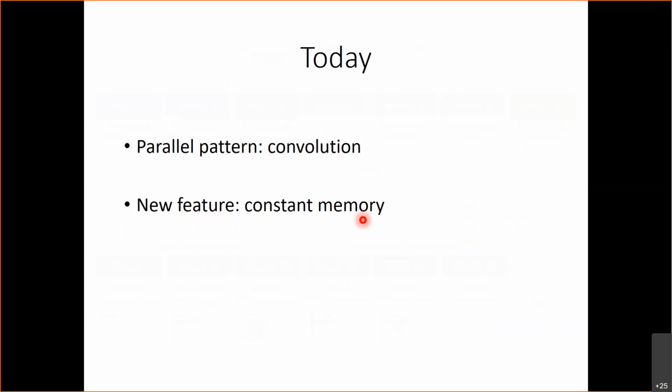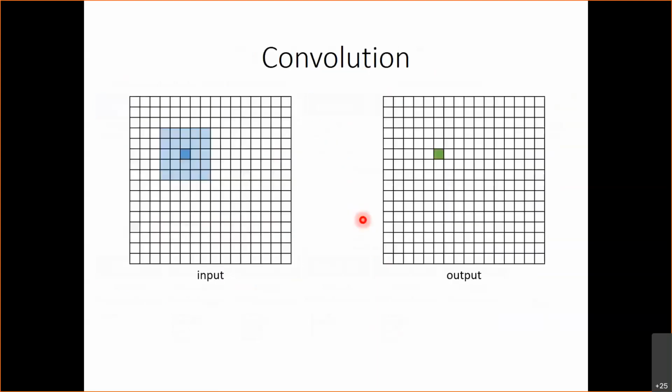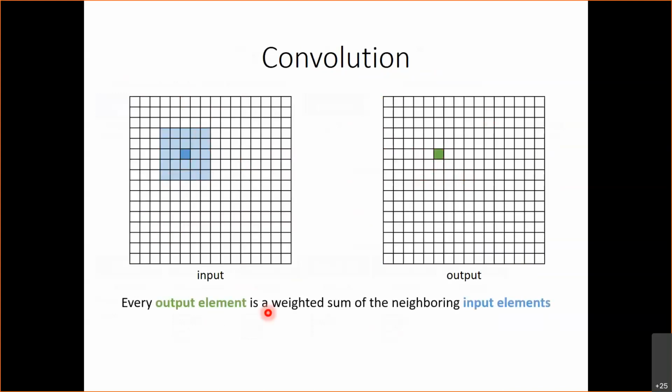Okay, let's begin by talking about what a convolution is. A convolution operation is an operation where you have some input, and the output of the convolution operation is such that every element of the output, and here we have a 2D convolution, is going to be a weighted sum of the corresponding input element and its neighbors. So every output element is a weighted sum of neighboring input elements.